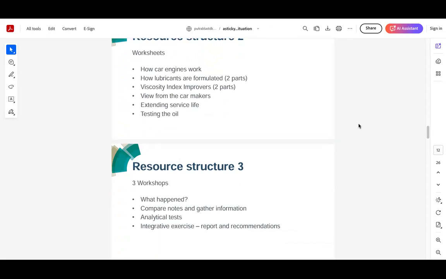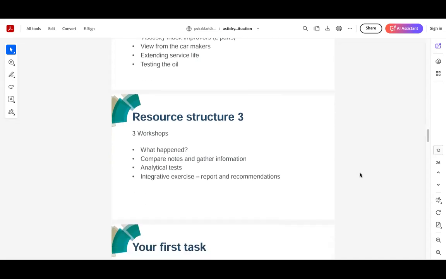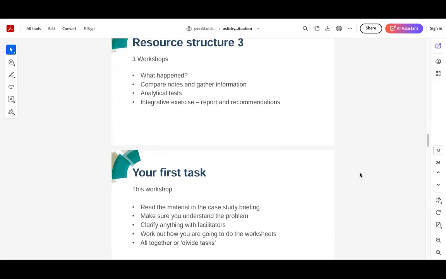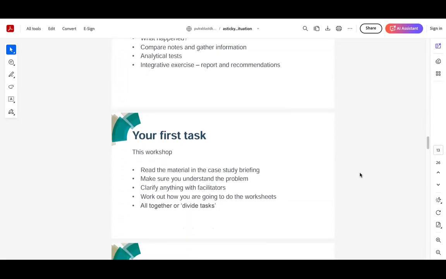In this practice, it is suggested for you to have 3 workshops, but 2 meetings are enough. So what happened? Compare notes and gather information. Everybody has to do their job, read, get information, do some analysis, and then the second workshop, probably reports and recommendation. Your first task, first meeting: read the material in the case study briefing. There will be some materials given together. Make sure you understand the problem, which is a problem statement similar to your postgraduate study.